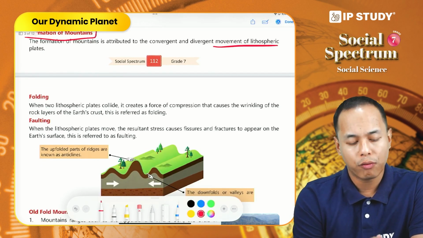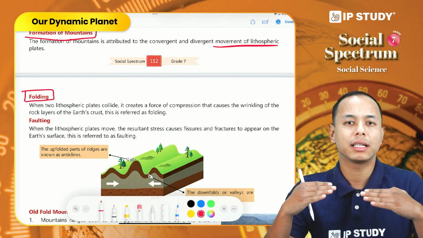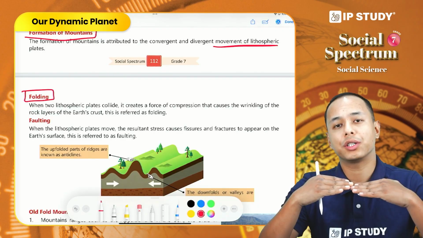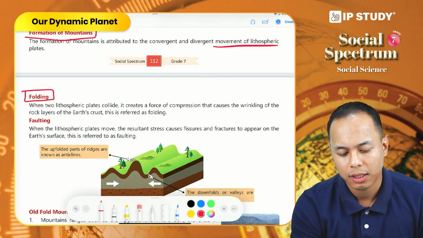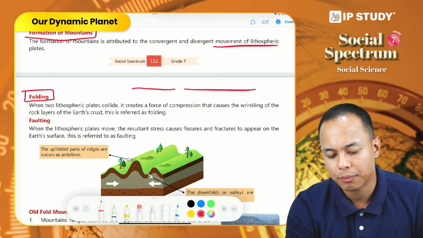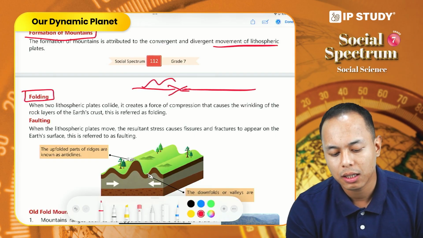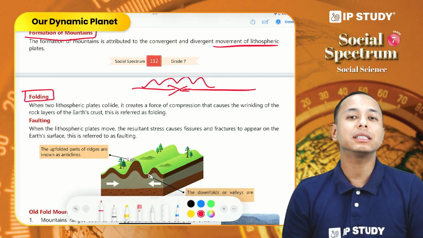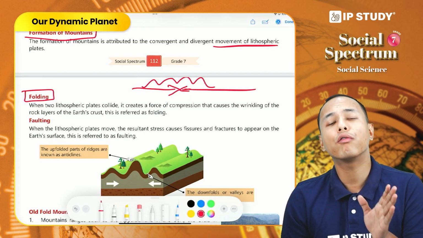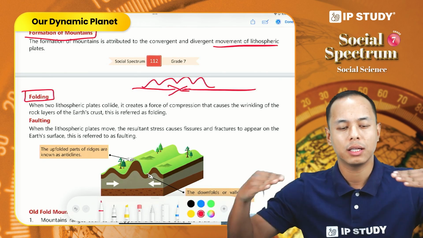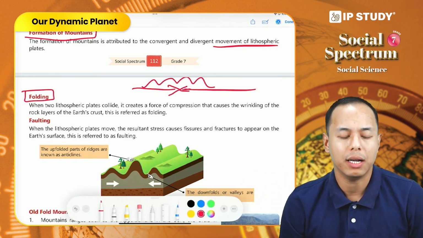Firstly, folding. Folding occurs when two lithospheric plates move toward each other, they collide and create compressional force. So suppose this is one plate, this is one plate, they move toward each other, they collide here. As a result, a compressional fold is created, which results in the formation of wrinkling or folds on the surface of the earth. This and this, different mountains are built.